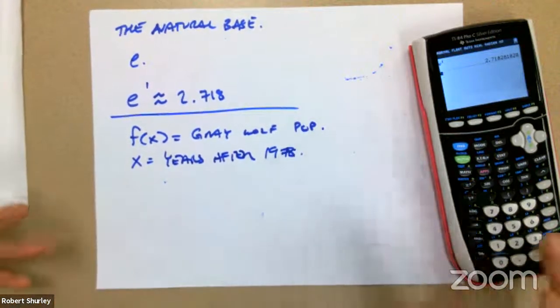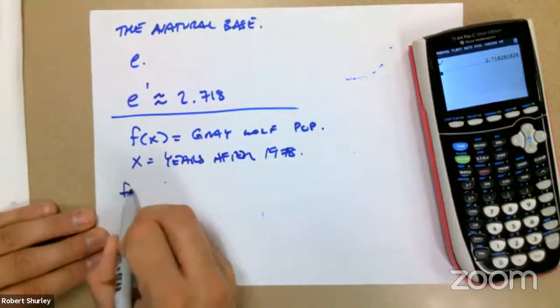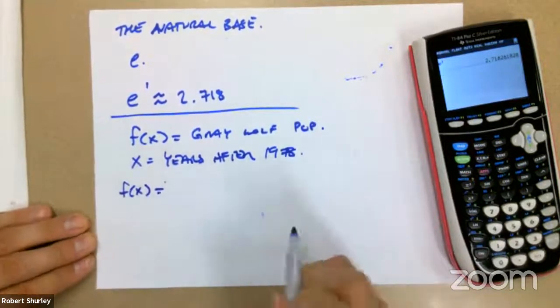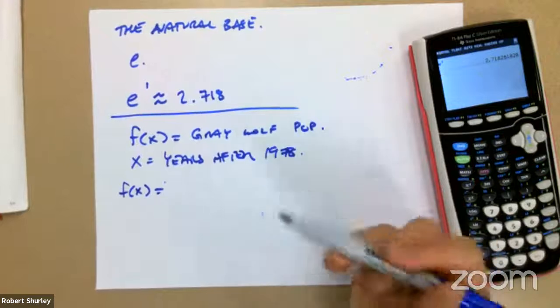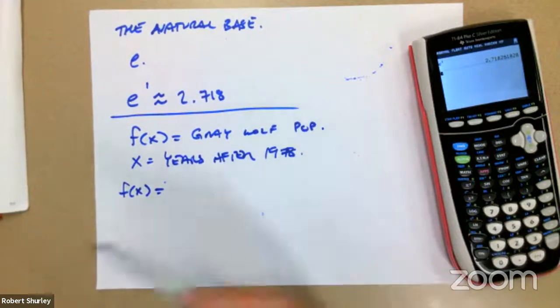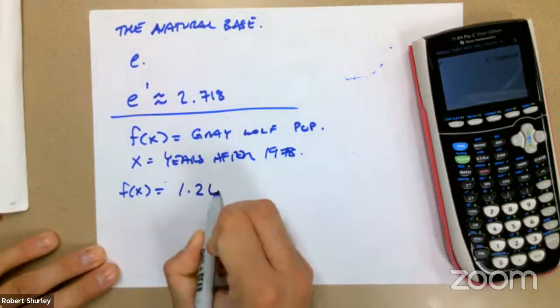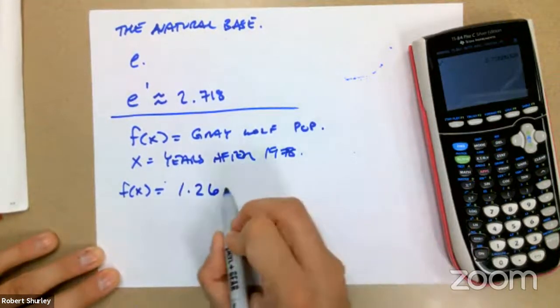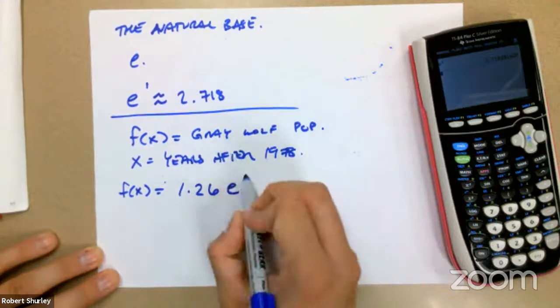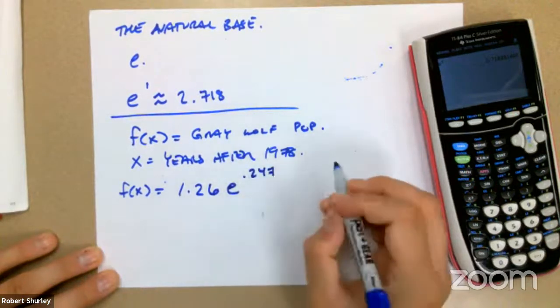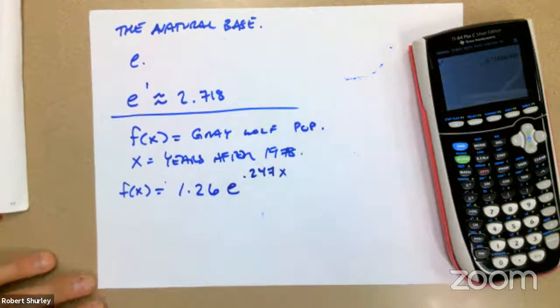And what researchers realized is there was this pattern that was occurring where gray wolves, just like all animals, once they start cohabitating, they start growing exponentially, right? Unless there's some outside force. They start growing exponentially. And the equation that the researchers found was 1.26 e raised to the 0.247 x, okay? 0.247 x.